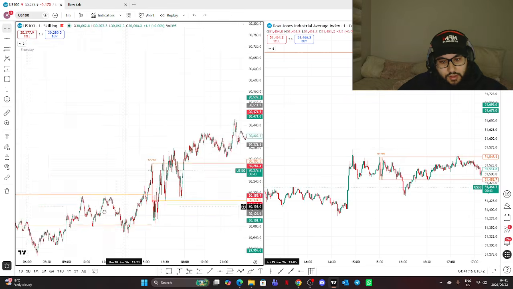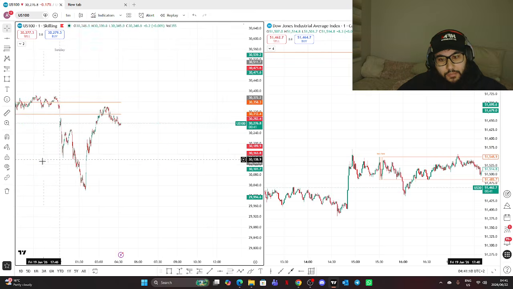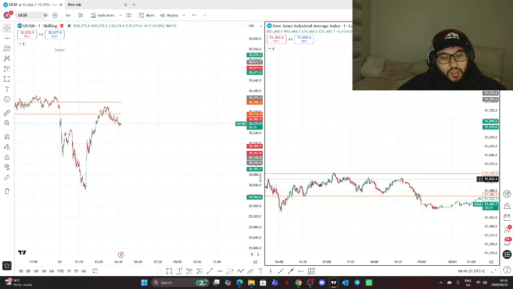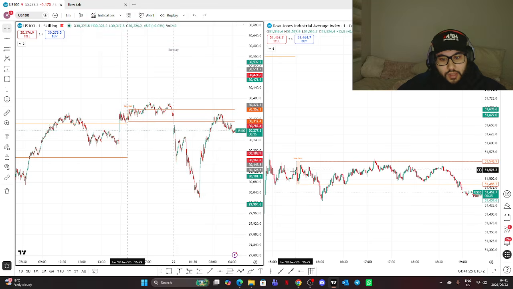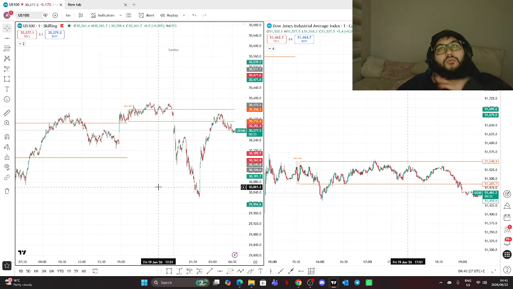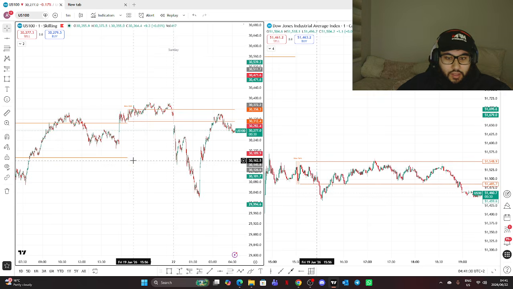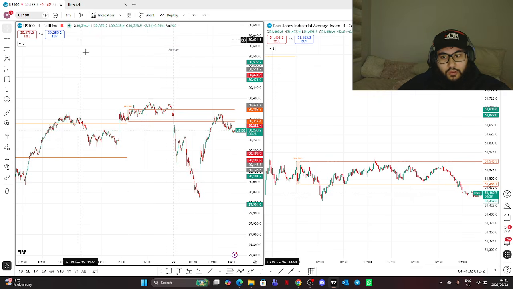This is Friday. Didn't trade Friday. Friday was a bank holiday, so I wouldn't trade it. You can even see how bad this move is. It's absolutely bad. I wouldn't have taken any of these trades on Friday either way. But that's it, guys. That's basically the ORB for NYSE.